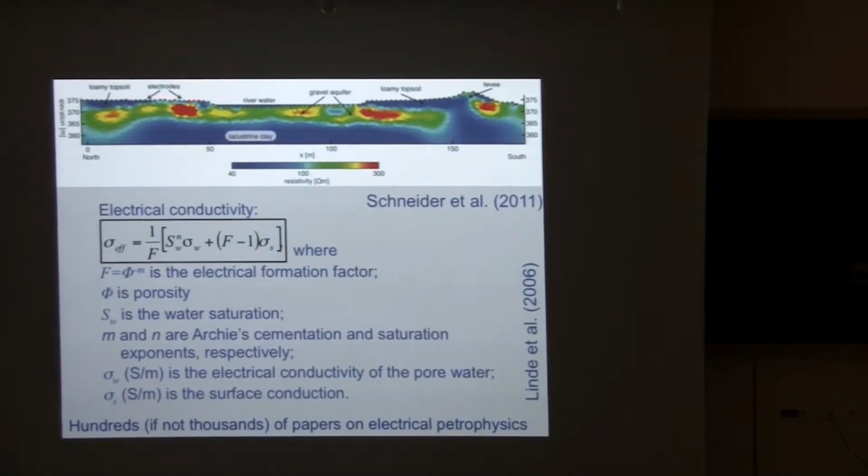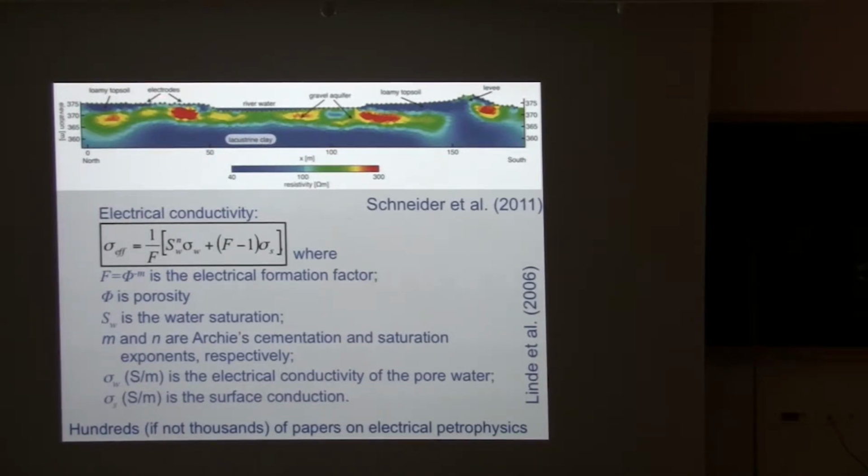We measured across a river in Switzerland, and we made an interpretation here. So we say loamy topsoil, we say gravel aquifer with some heterogeneity, lacustrine clay. So how did we get there? Well, what you need to know is you need to say something about geology. So you have some information about the geology that you observe or that you know about, and then you have these petrophysical relationships. Here's just one model.